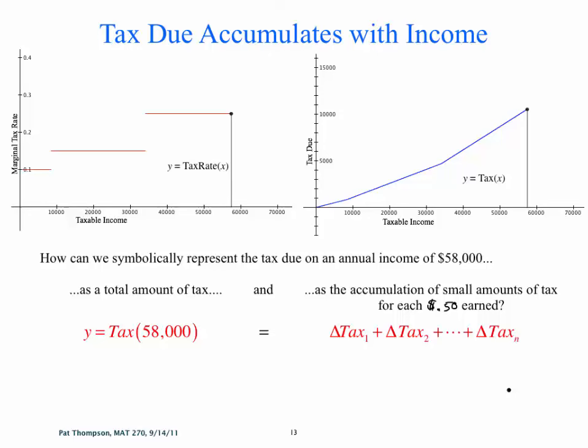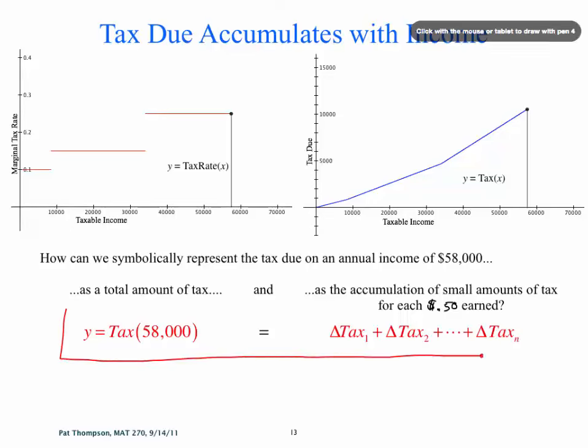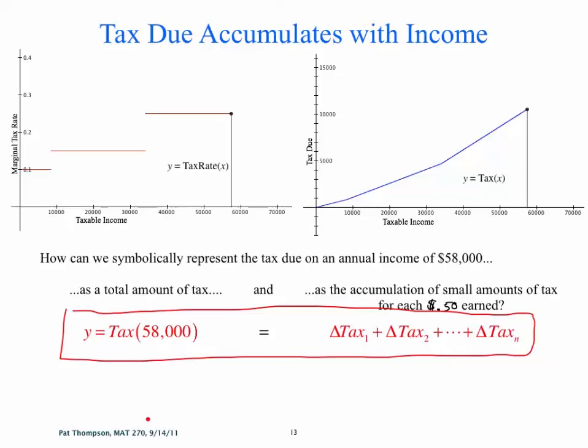each little bit, and then to the point where you've made $58,000, the total tax due would be the sum of all those little amounts of tax that you accumulated along the way. So two different ways to represent the same number.